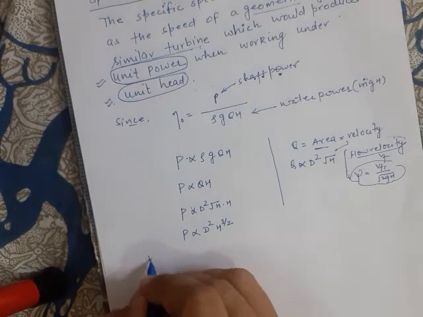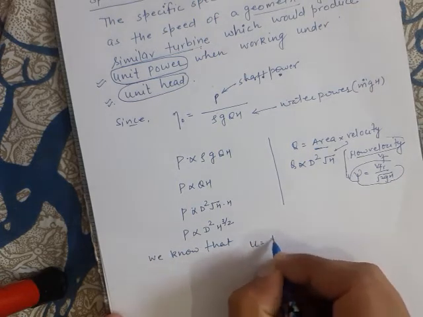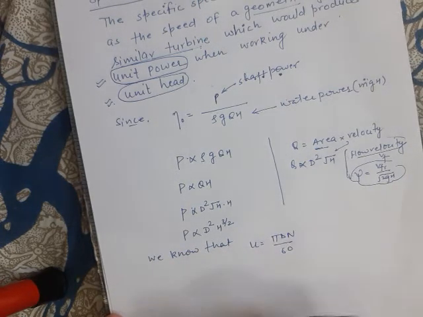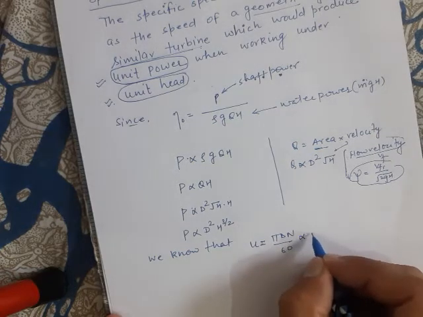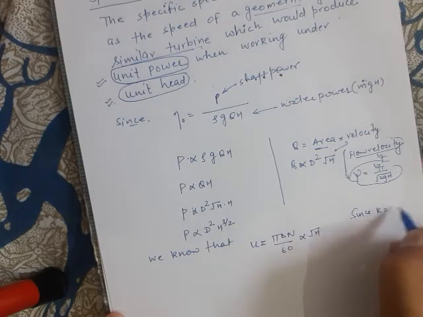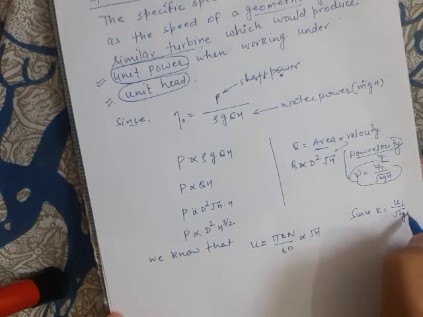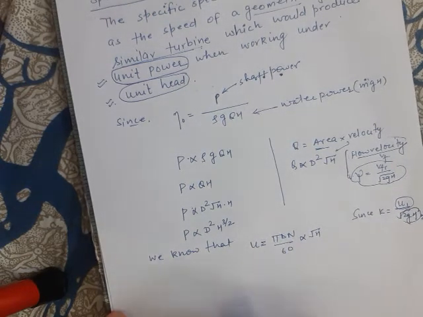Now again, I am using one more expression: U is equal to pi D N over 60. And this U is directly proportional to root of H as well. How? I have given you an expression for the speed ratio, since K is equal to U1 upon root of 2gH. Therefore, U would be directly proportional to root of H. So U is directly proportional to root of H, which is equal to pi D N over 60.